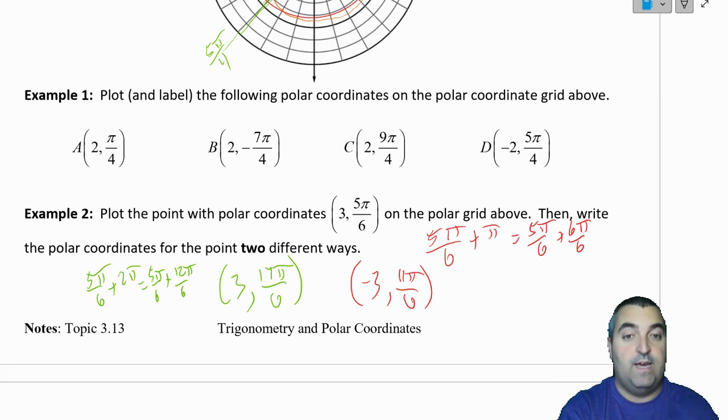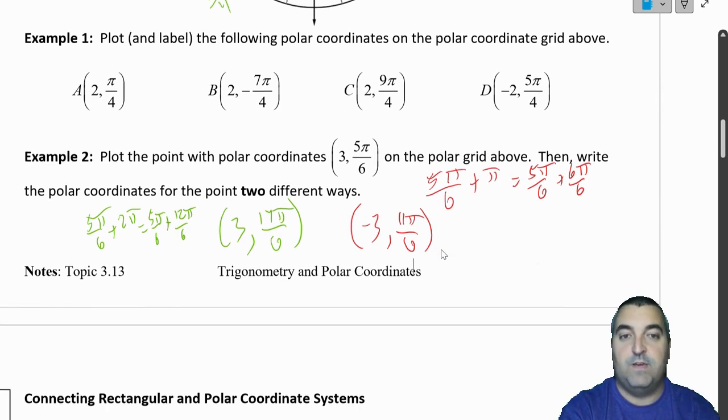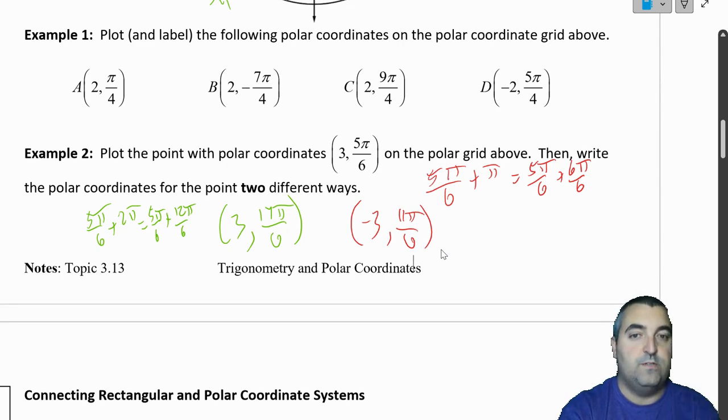Again, I only needed 2 ways. I can actually keep going. I could add 2 pi or subtract 2 pi to both of these angles and keep getting more and more answers. So polar is a little confusing because of that fact, but it's also really useful because of that fact.